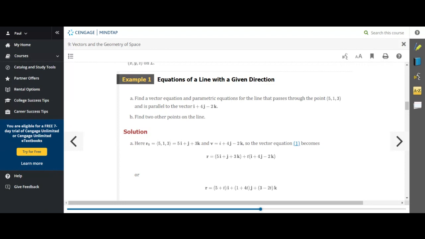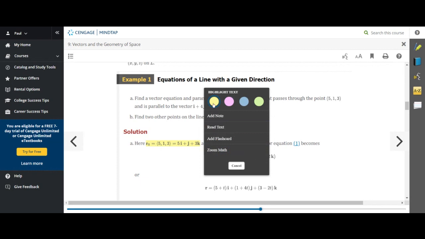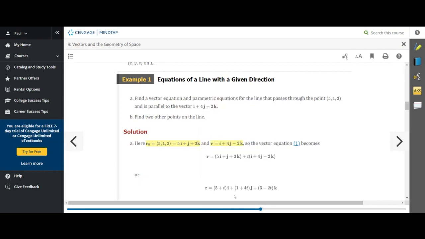So for the solution, r sub 0 would equal (5, 1, 3) because the line passes through that point. Now this line is parallel to the vector i plus 4j minus 2k. So the vector v is i plus 4j minus 2k.